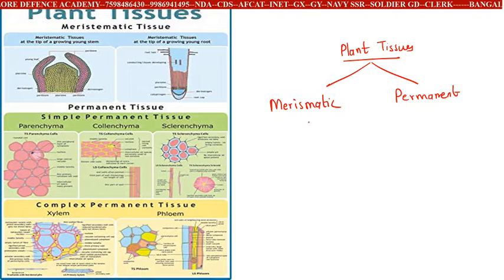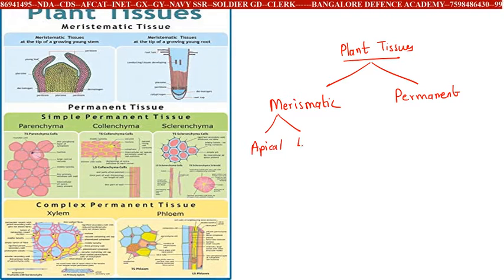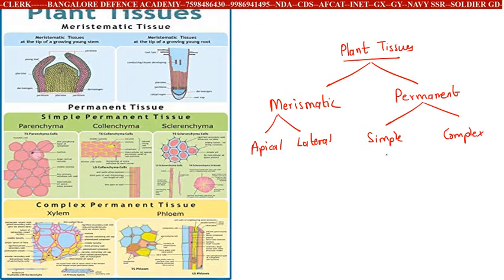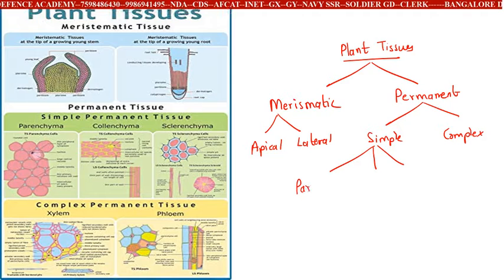Meristematic tissue here is divided into two. One is called apical and another is called lateral. Permanent tissue is further divided into two, that is simple and complex. Simple is further divided into three, one is called parenchyma.